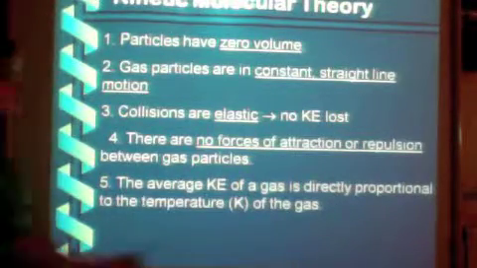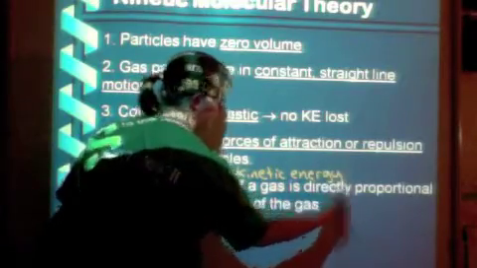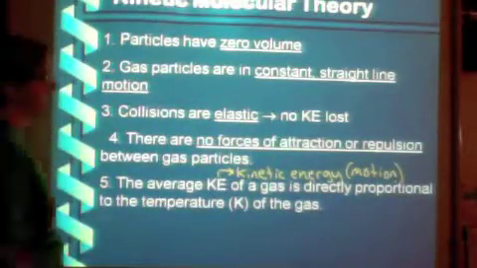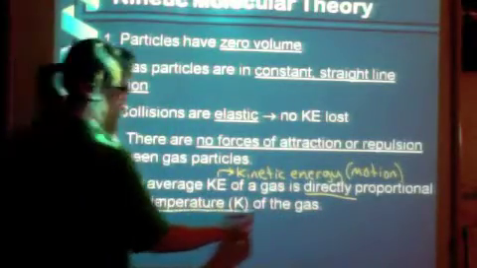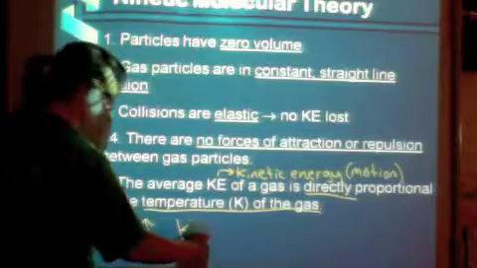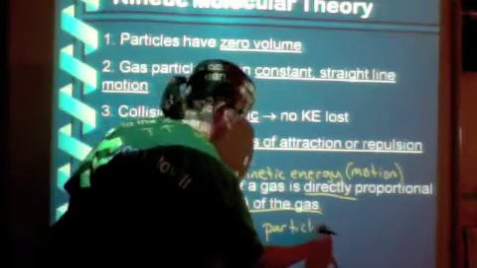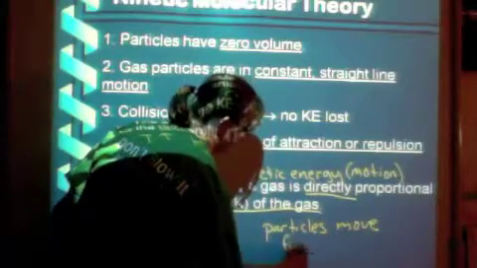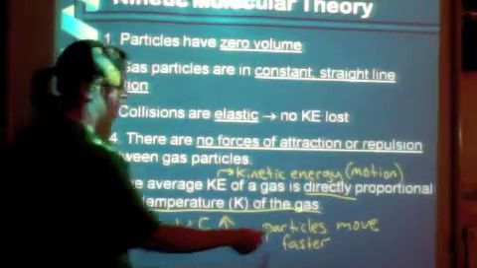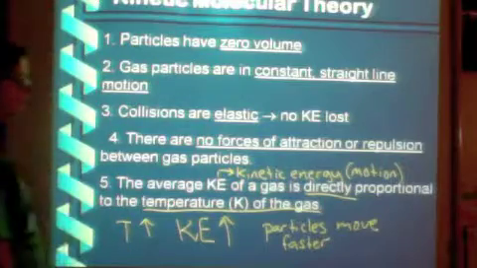The average kinetic energy, KE, stands for kinetic energy, which is the energy of motion, and it is directly proportional to the temperature of the gas. So this means if temperature goes up, kinetic energy goes up, which therefore means particles are moving faster. So the higher the temperature, the more kinetic energy, the faster the particles move. The lower the temperature, the lower the kinetic energy, and the slower the particles are moving.